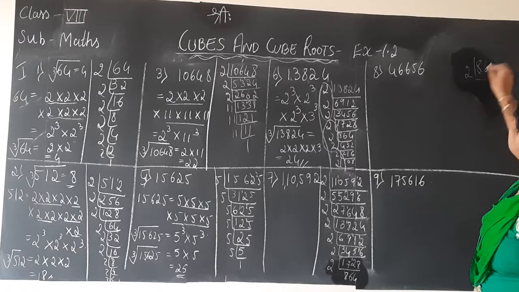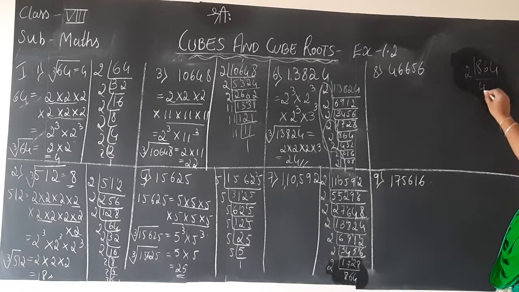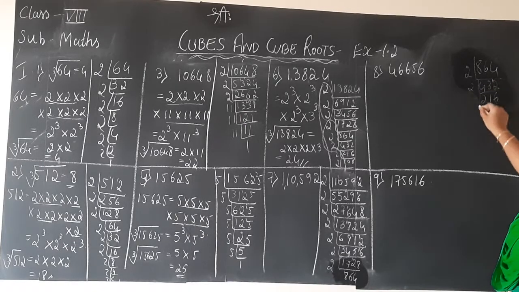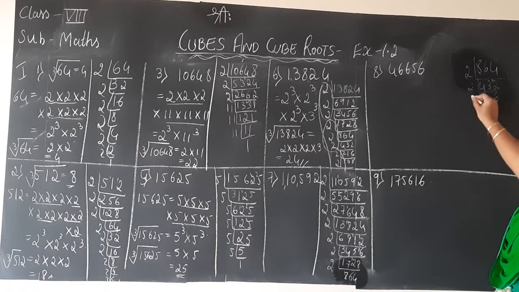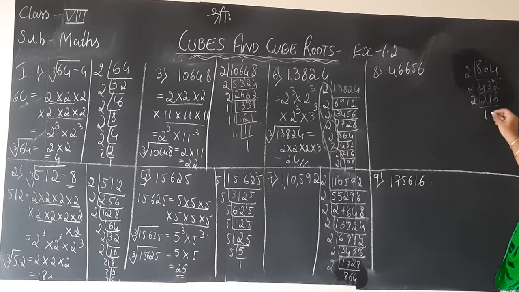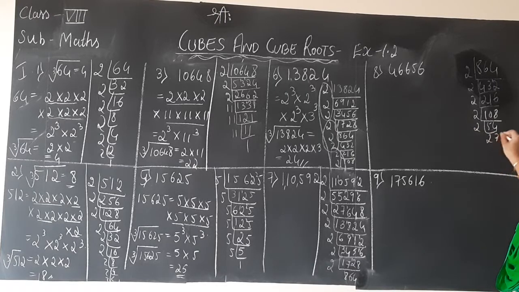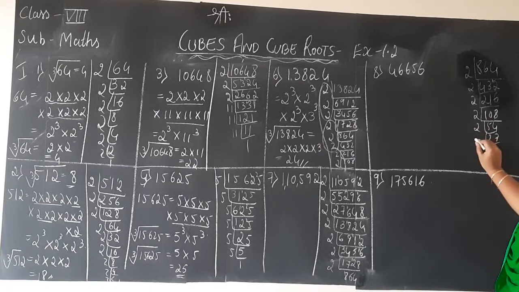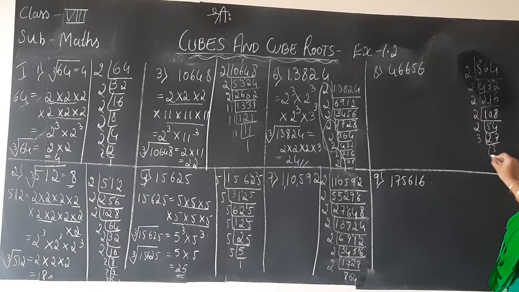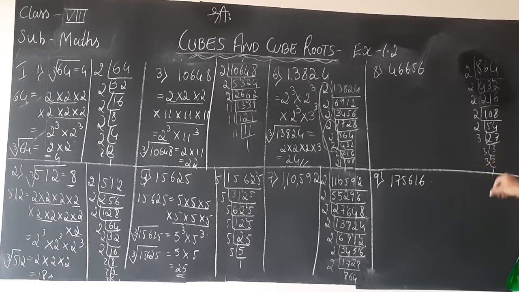Since 4 is there, again I will do with table 2. 2 4s are 8, 2 3s are 6, 2 2s are 4, 2 2s are 4, 2 1s are 2, 1 remaining, 2 6s are 12. Again 2 1s are 2, 0. Why? Because I am taking 16 together and it is 108. 2 5s are 10, 2 4s are 8, 2 2s are 4, 2 7s are 14, 27. 3 cube is 27. That ends the problem.